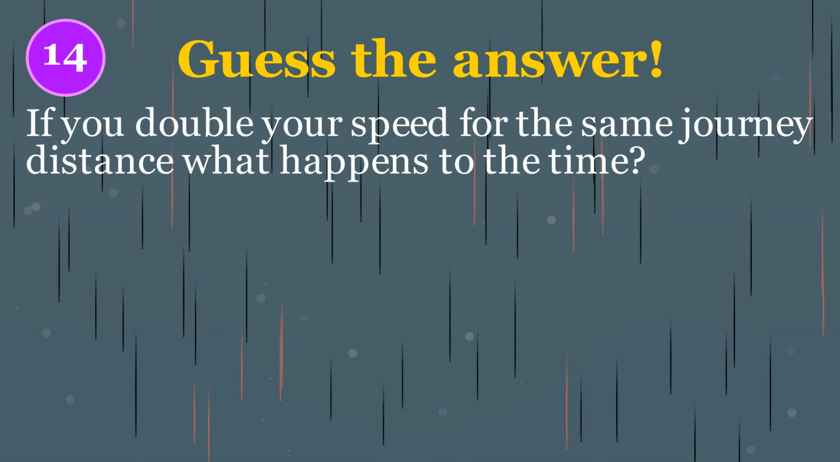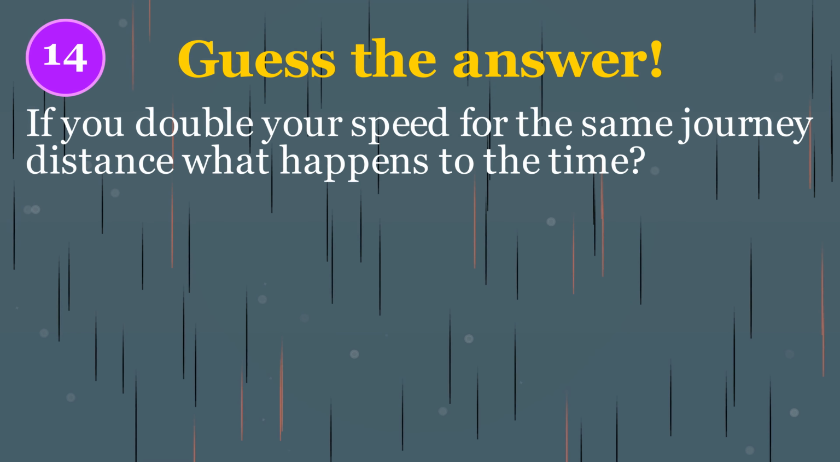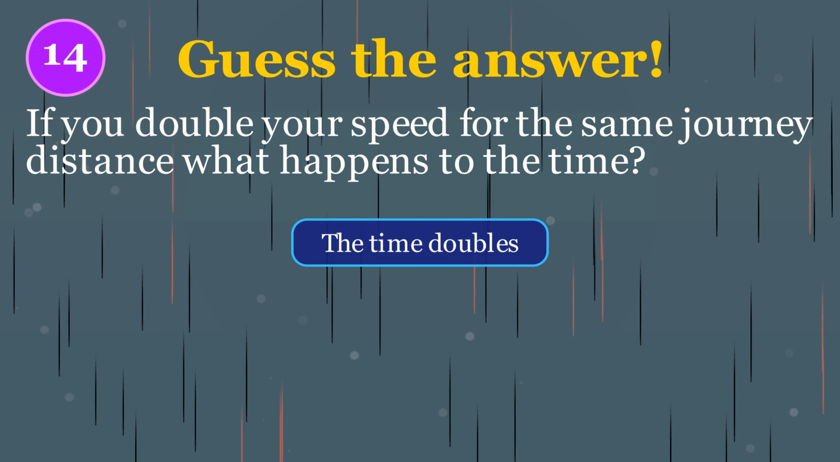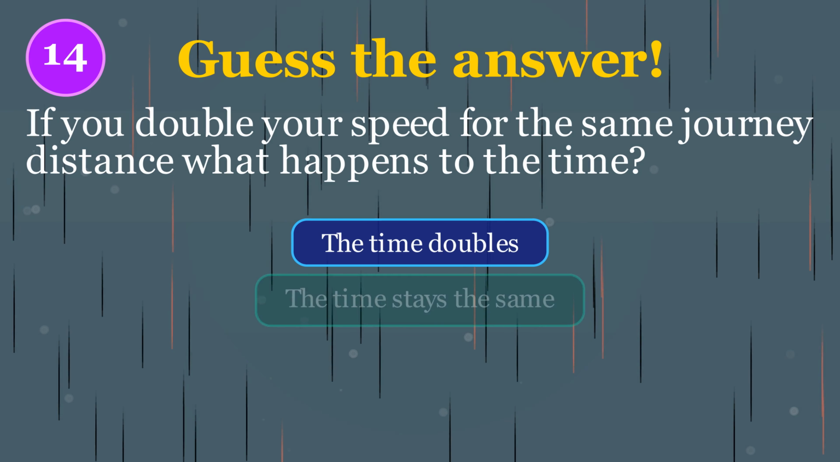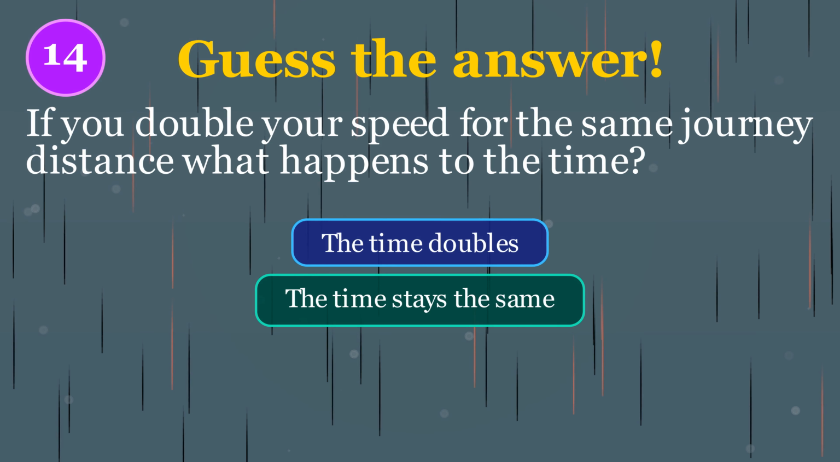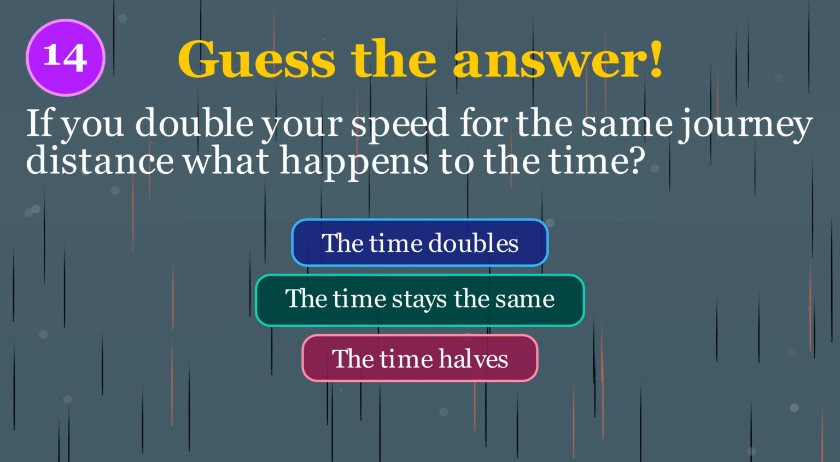If you double your speed for the same journey distance, what happens to the time? The time doubles. The time stays the same. The time halves.